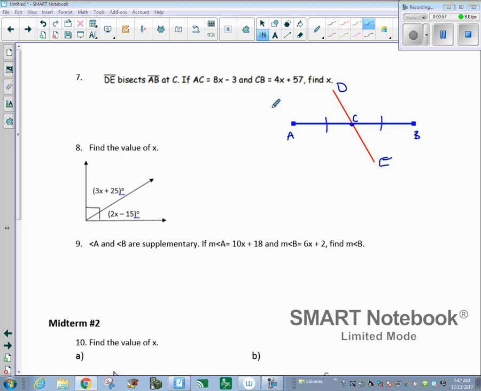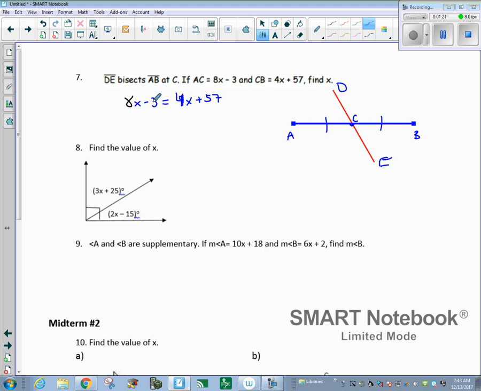And so with that happening, then we know that AC and CB are going to be equal to each other because of the definition of bisector here. So what we've got here is that we can set that 8x minus 3 equal to 4x plus 57. And that is a 4, not a 9.